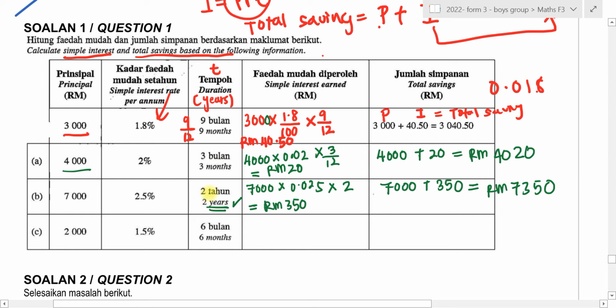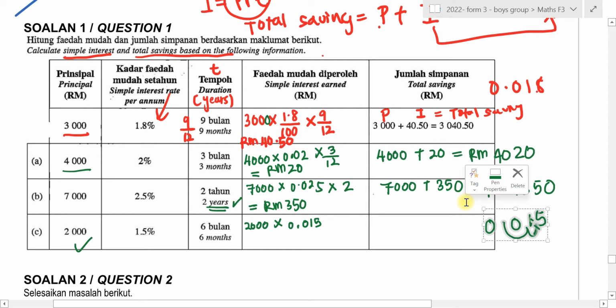Okay, next question, 2000 ringgit times 1.5%. If you don't know the decimal, just put 1.5 over 100. If you know the decimal, just put the decimal, 0.015. Always confirm your answer. You try to move two places to the right, and you get back 1.5%.